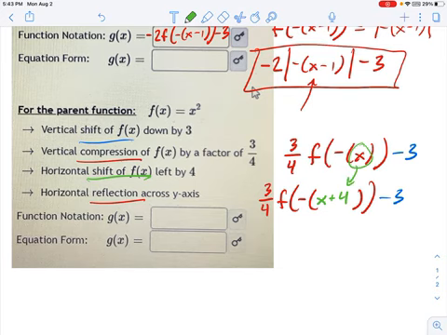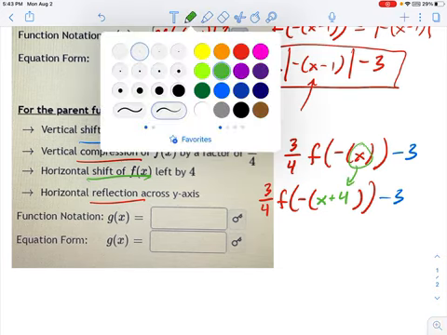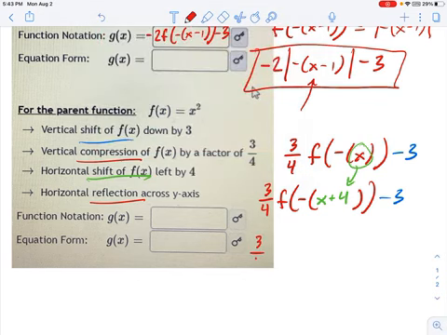Okay, so now if you want to write a final equation for this, what that's going to look like is the following. 3/4. Now what's f of x? That's x squared. So it's 3/4 this thing squared, where the thing is negative x plus 4. Right? It's the argument of the function. And then we have minus 3.